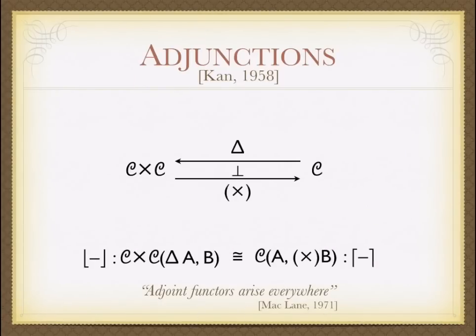Now for our mutumorphisms, the isomorphism is between the product category C cross C and the underlying category C. The left adjunct takes a function with input A, whose structure has been duplicated by delta, into a function whose output is B, which is a pair in the underlying category.